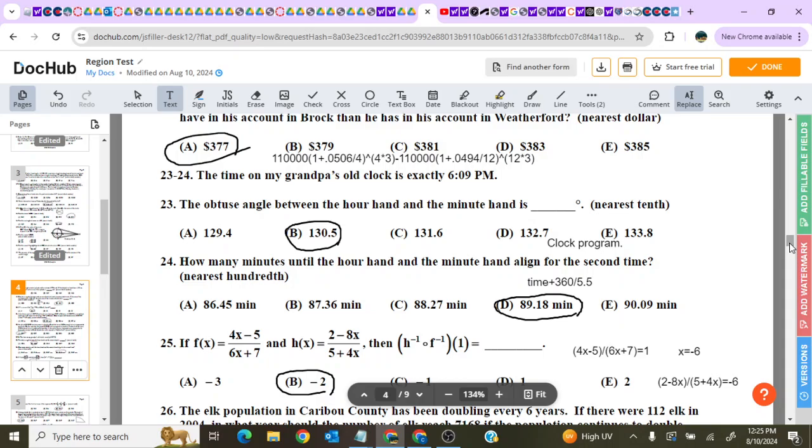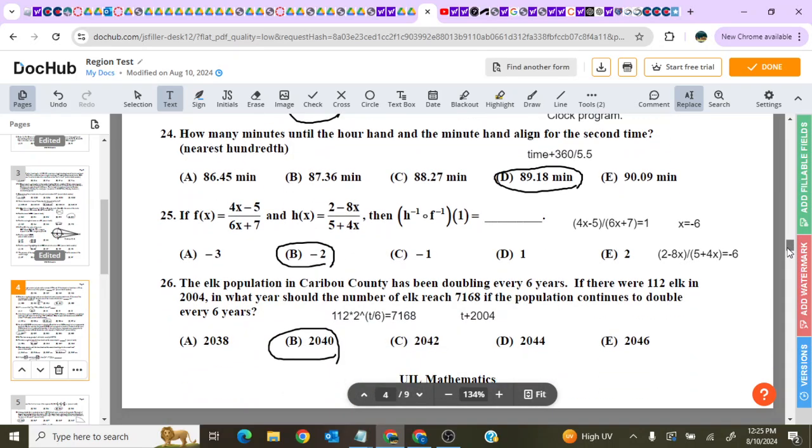And then how many minutes till the hour hand and minute hand align for the second time? Well, take the time the clock program gives you and add the constant 360 over 5.5, and that's how long it takes to align again from any previous alignment. So if you add that, you get 89.18 minutes, and you can move on.